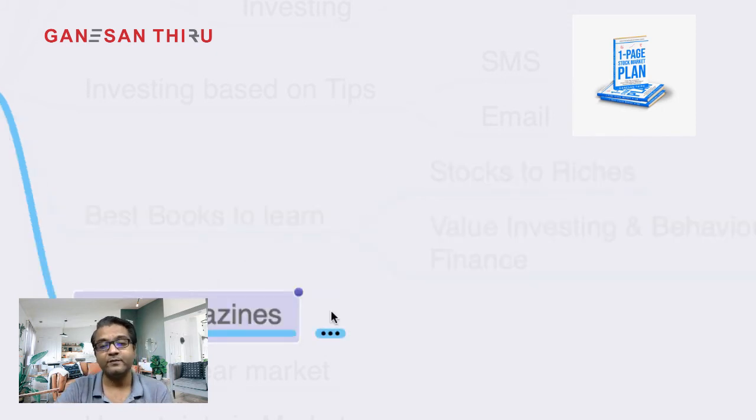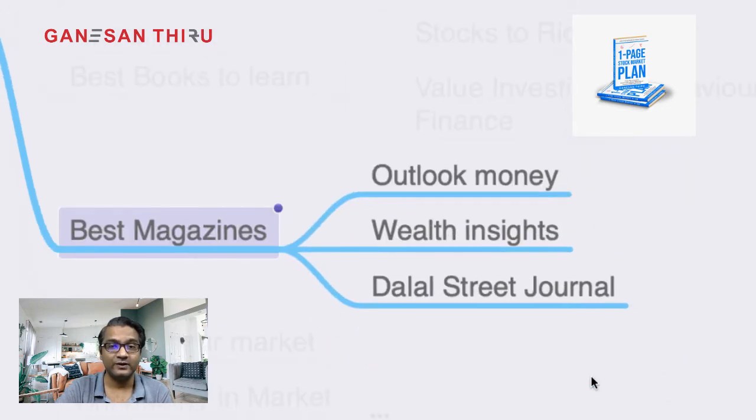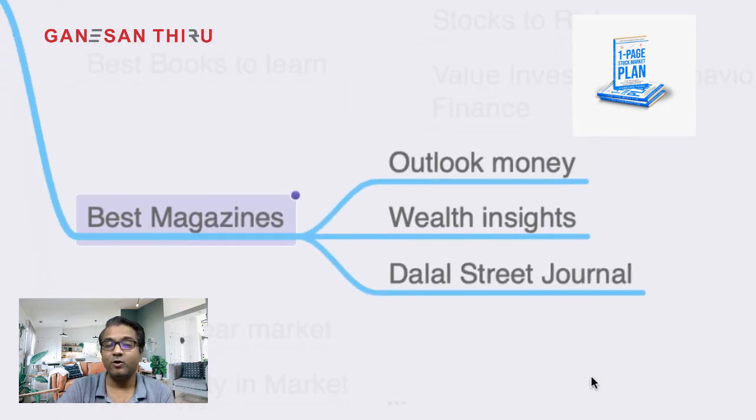And these are my favorite magazines, which I have been reading for more than a decade. All my knowledge about the stock market, mutual funds, and personal finance has been shaped by Outlook Money, Wealth Insights, and Dalal Street Journal. Thanks to all these magazines and others like Business Standard and Outlook Business, which have helped me at any point of time. And you can always refer to magzter.com, where you will get the digital version of all these magazines in one place.